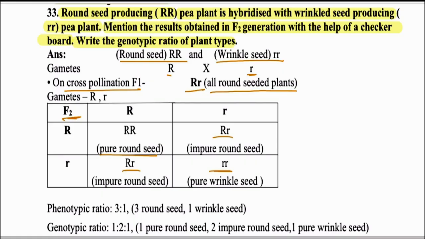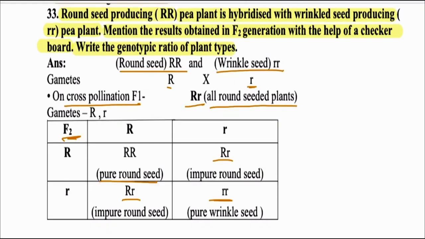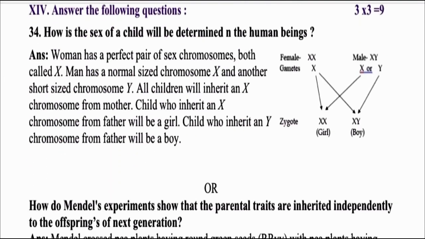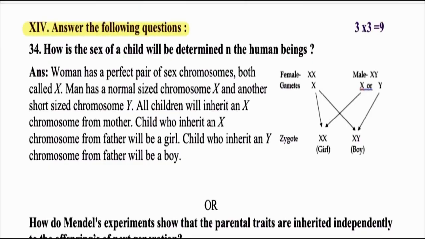So the phenotypic ratio is 3:1 and genotypic is 1:2:1. Let's go to next main. Answer the following questions. 34th question. How is the sex of a child determined in human beings?